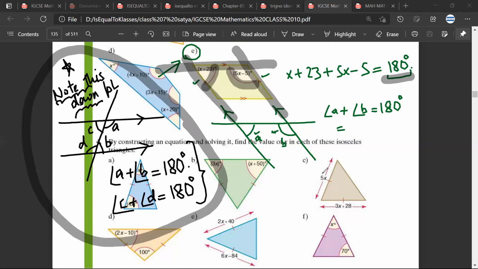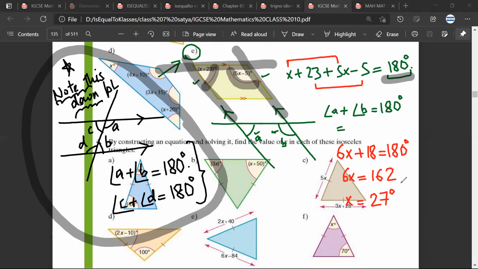Sarthak, any doubt? No, sir. So then the rest of the things are as usual. x plus 5x would get added together. This would be 6x, 23 minus 5 would be 18. This is 180 degree. 6x is equal to 162. Yes, x would be equal to 27 degree.